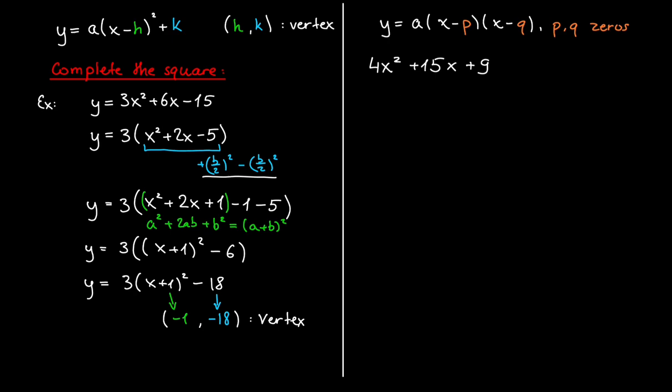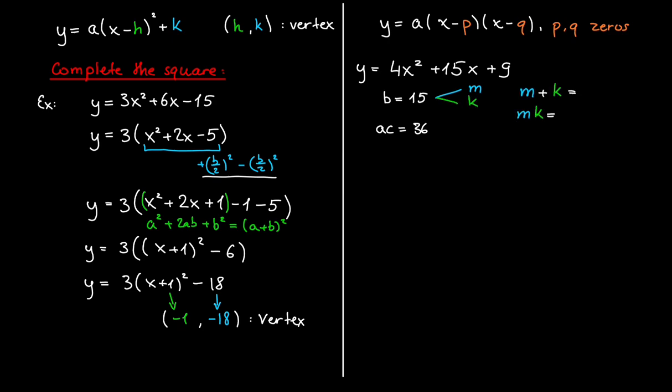First, I have to find the value of b. In that case, it's 15. And then I have to find the value of a times c. So 4 times 9, 36. Next up, my goal is to split this 15 into two numbers. Let's just call one of them m, and I'm going to call the other one k.